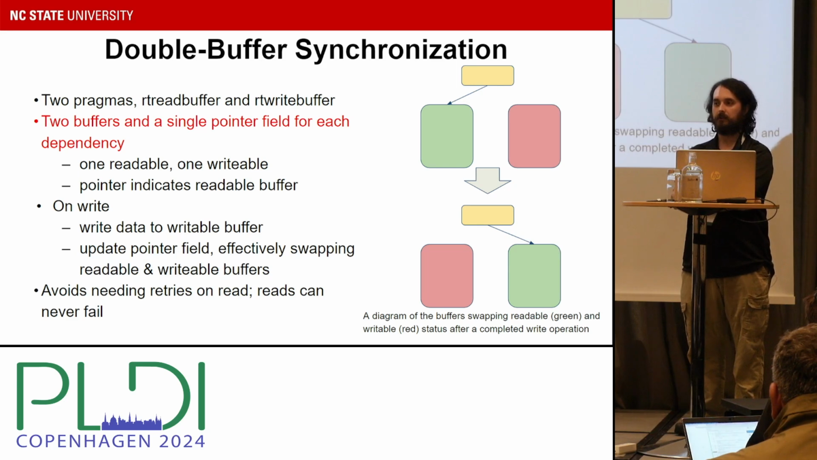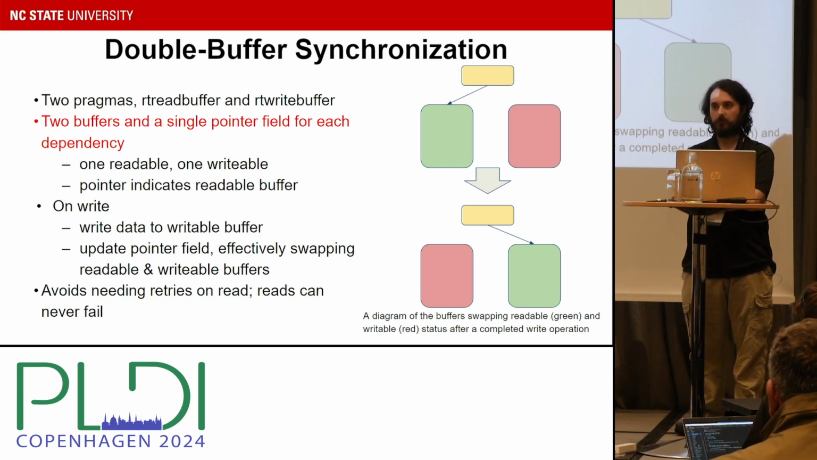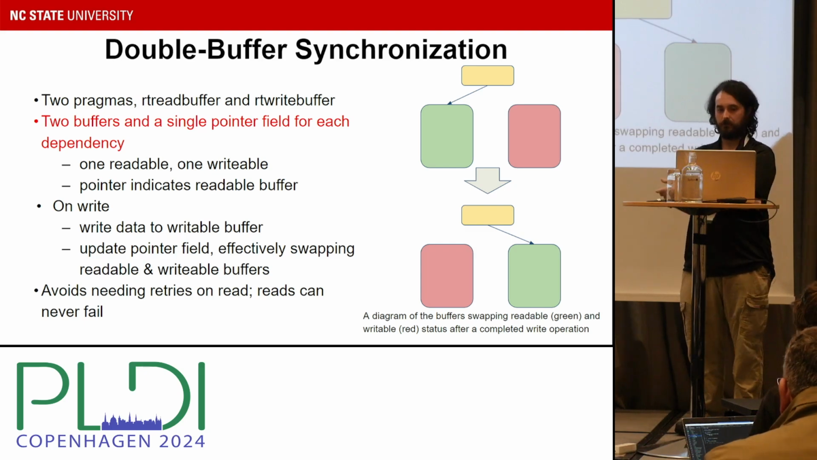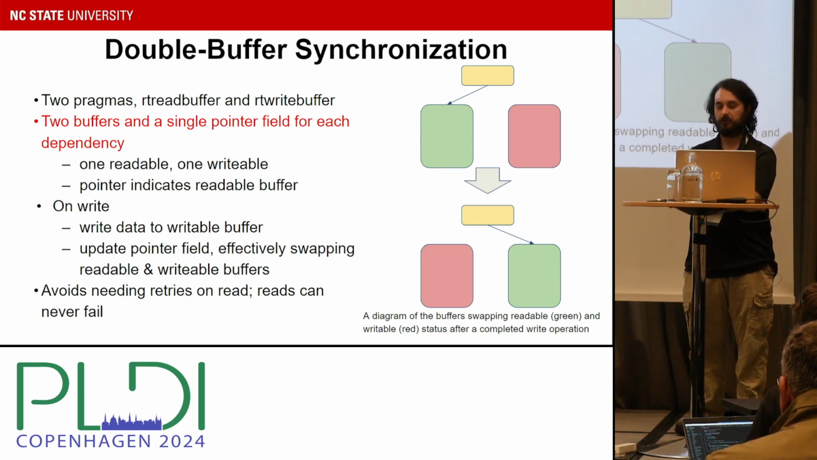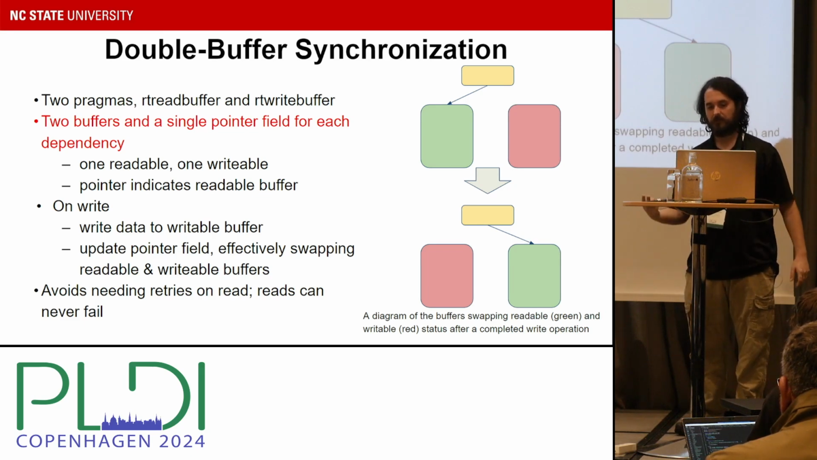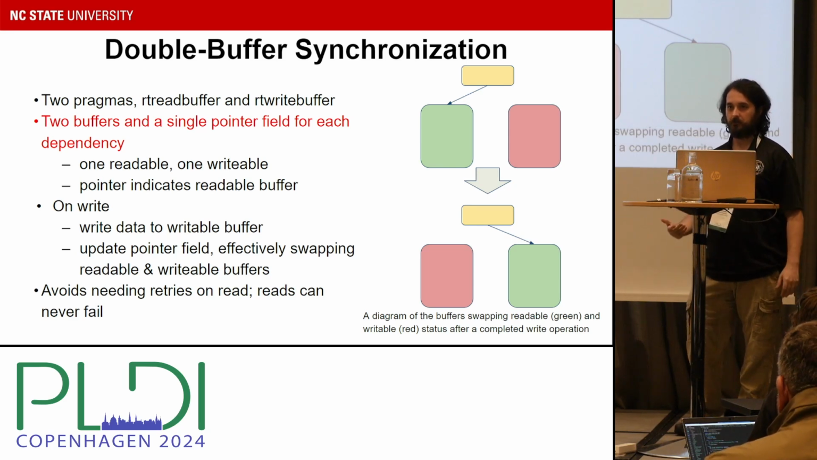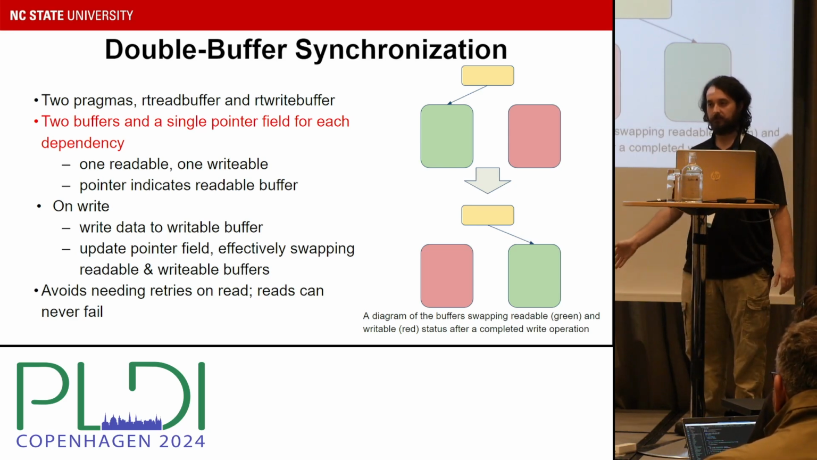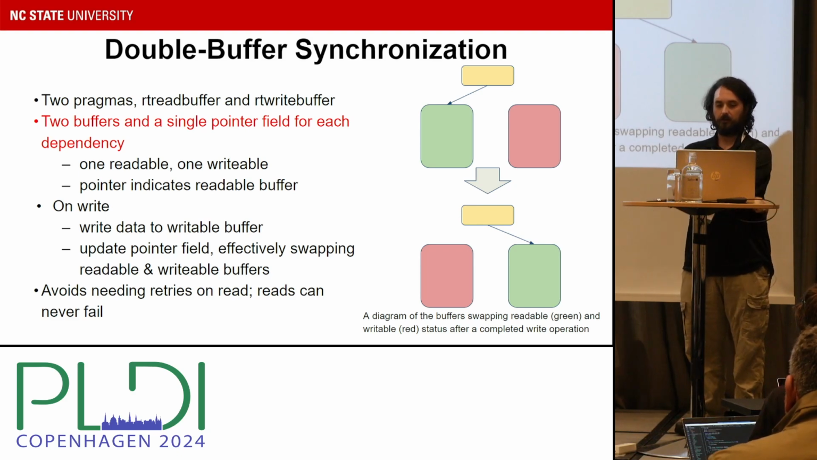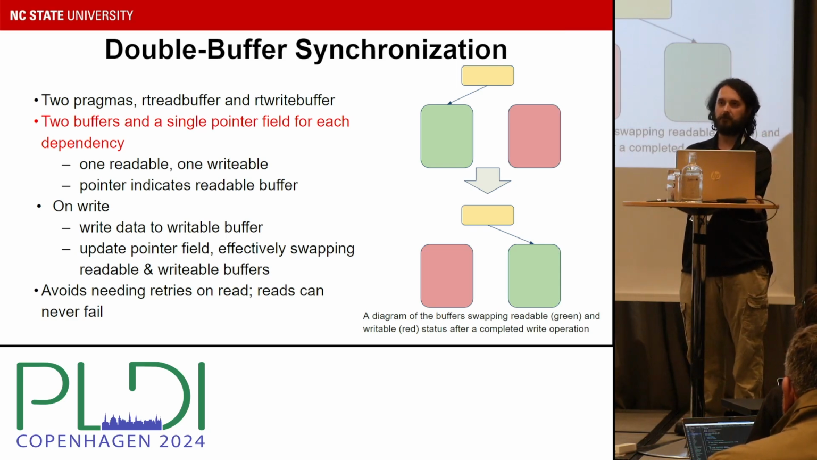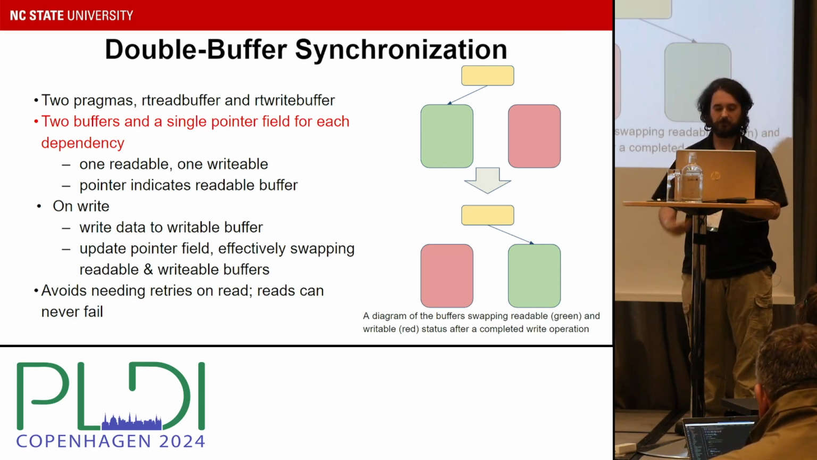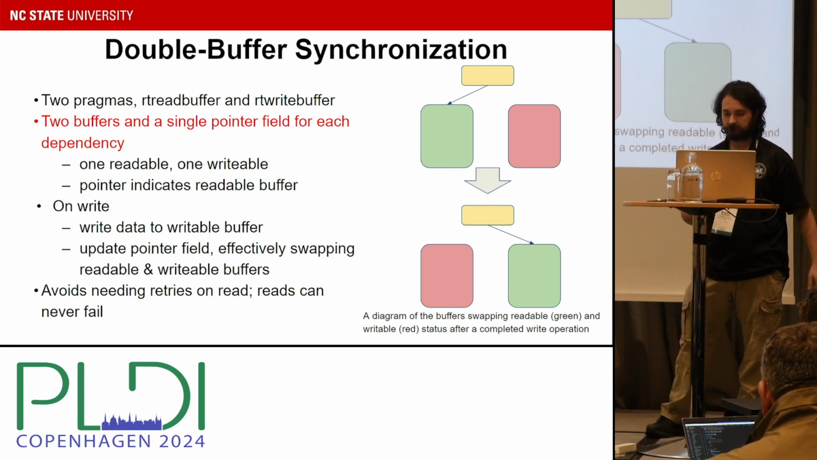At any given time, one of the 2 buffers is considered readable, the other writable. So on a write, the writable buffer is written to, and then the pointer value is swapped. Then a read simply checks the pointer value and reads. This prevents the reads from failing, but does have increased space complexity in memory.